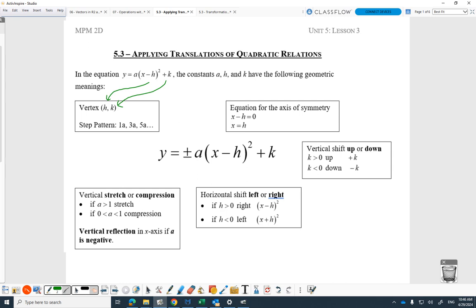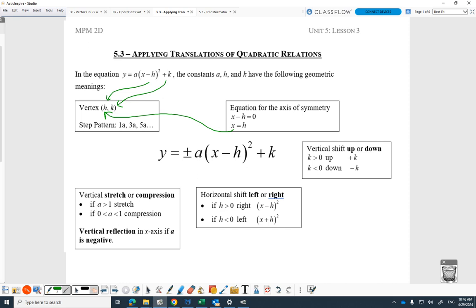The vertex, (h, k), you can pick off right out of there, but you have to change the sign of the one that's in the brackets. Step pattern 1a, 3a, 5a. Axis of symmetry is just x equals h, whatever number there is in the brackets. I don't get it from there, me personally. I like grabbing it right off the vertex. That makes more sense to me, but you do you.